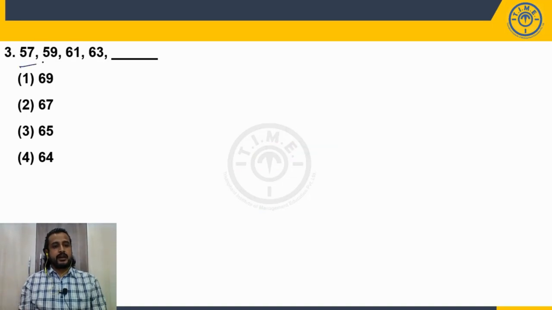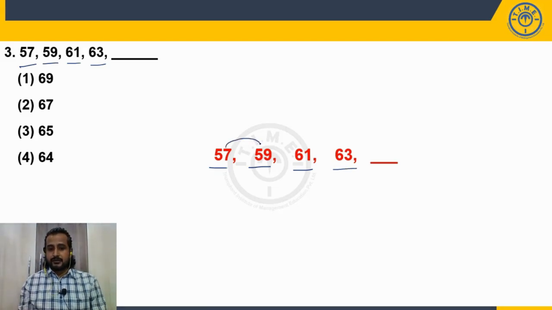57, 59, 61, 63. What are these numbers? 57 is an odd number. 59 is also an odd number. 61 is also an odd number. 63 is also an odd number. Are these consecutive odd numbers?